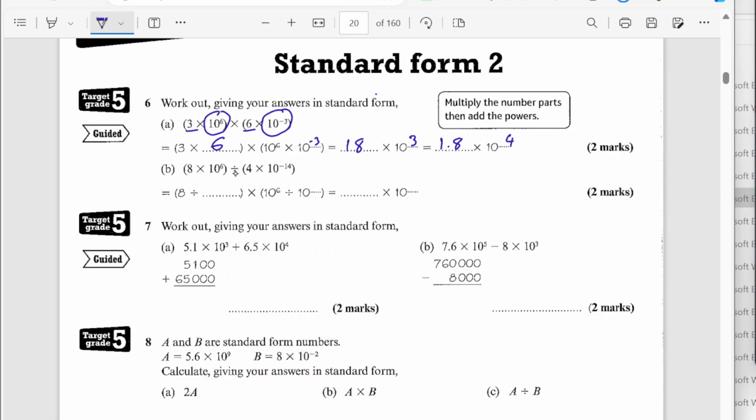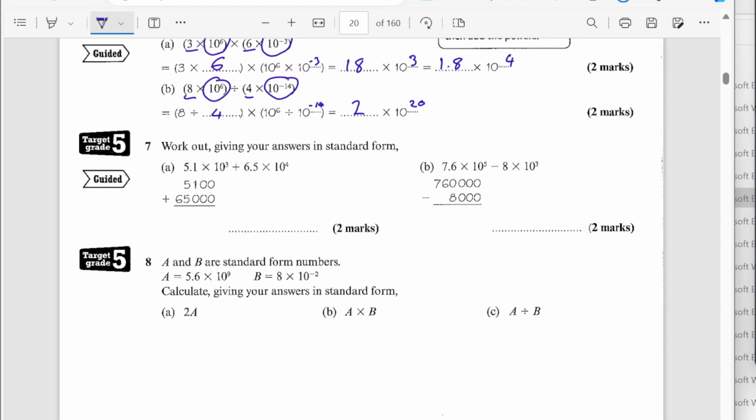For the next one, this time division, but again we split our number part, so we do 8 divided by 4, and we split our indices part separately. So 10 to the power 6 divided by 10 to the power minus 14. And then 8 divided by 4 is going to be 2, and our power 6 minus negative 14 becomes 6 plus 14, so it would be to the power 20.